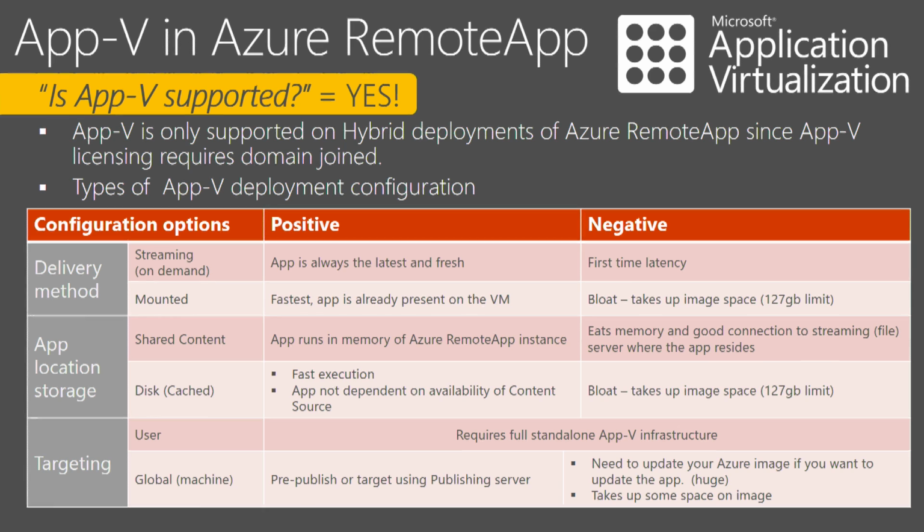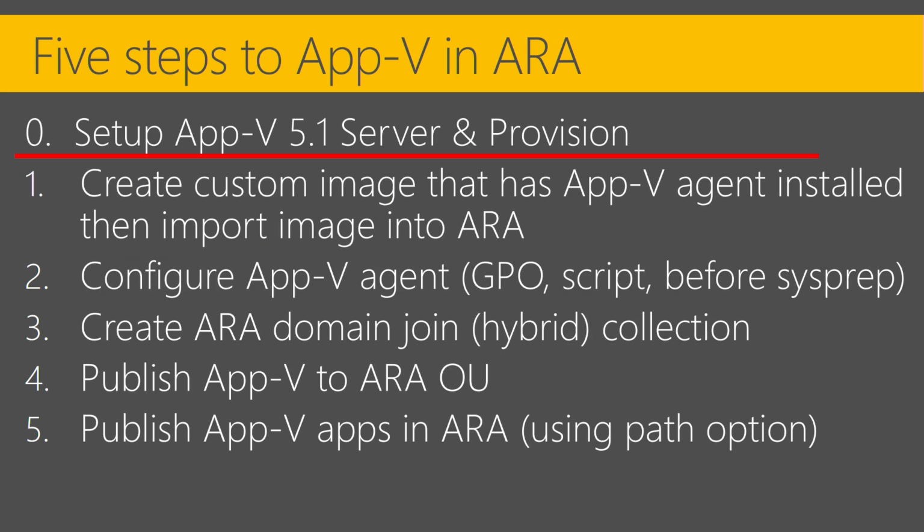And so what does that really look like? Here's 5 steps to using App-V in Azure RemoteApp. The first one, you need to have a custom image. And in your custom image, you, of course, need to install the App-V agent and provision it. But really, if you have a hybrid deployment and it's already connected up through VPN, you're totally fine. You create the custom image, that's step 1.